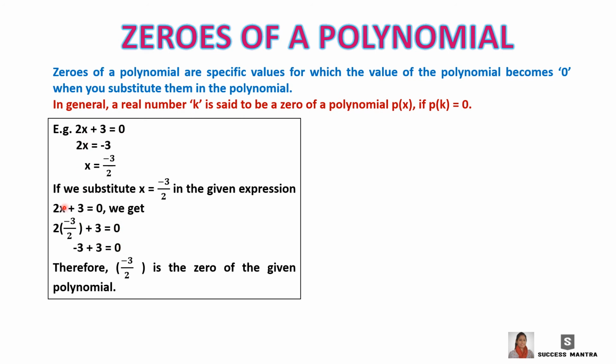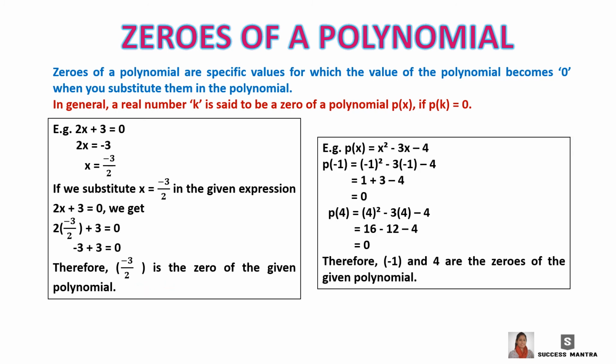So let's check it. 2 into x. Instead of x, we will substitute this minus 3 by 2. So here we apply 2 into minus 3 by 2 plus 3 is equal to 0. This 2 and 2 will cancel. We will get minus 3 plus 3, that is 0. That is, when substituting minus 3 by 2 in the place of x, the polynomial results in 0. So this minus 3 by 2 is called the zero of this polynomial.